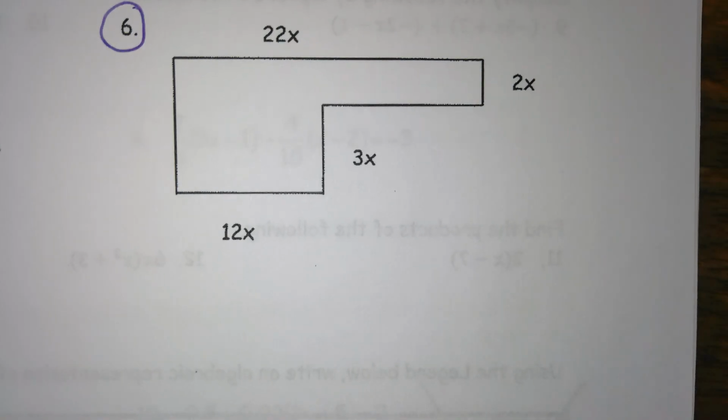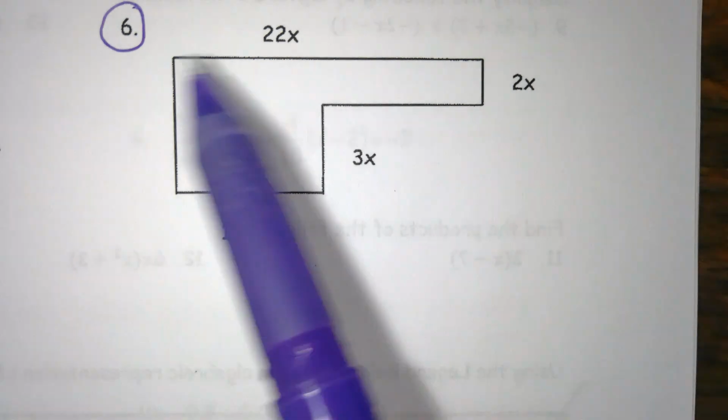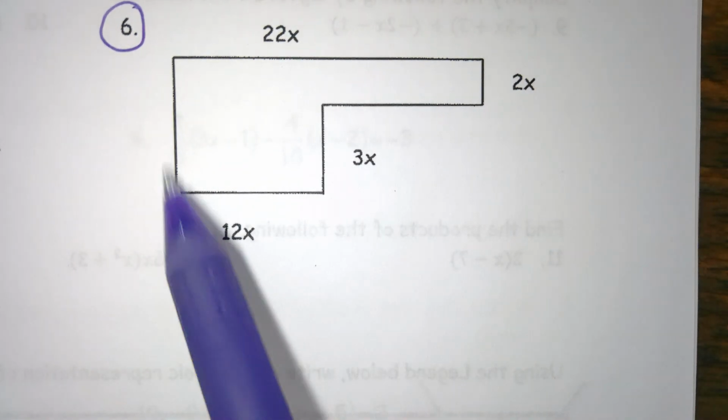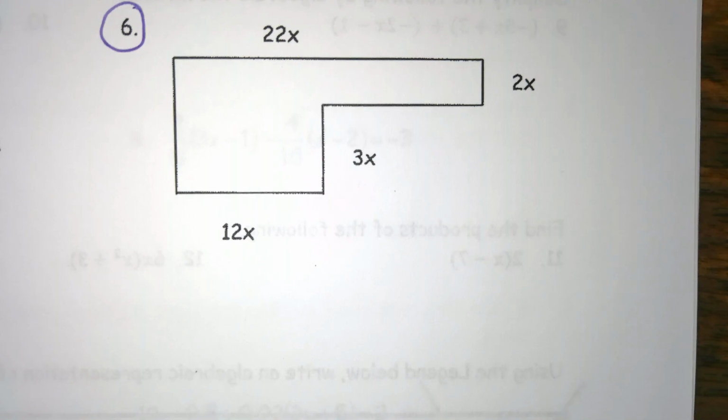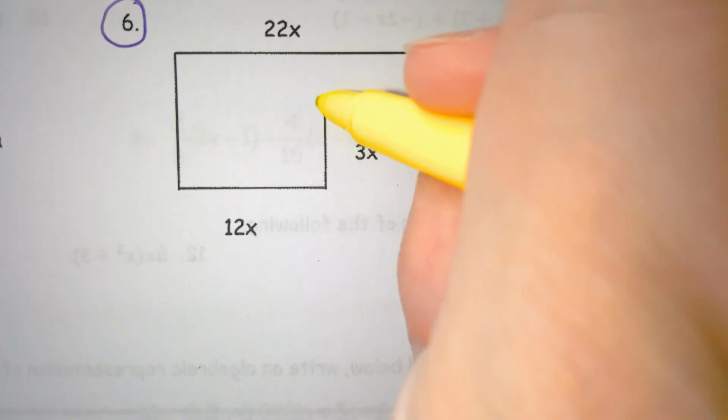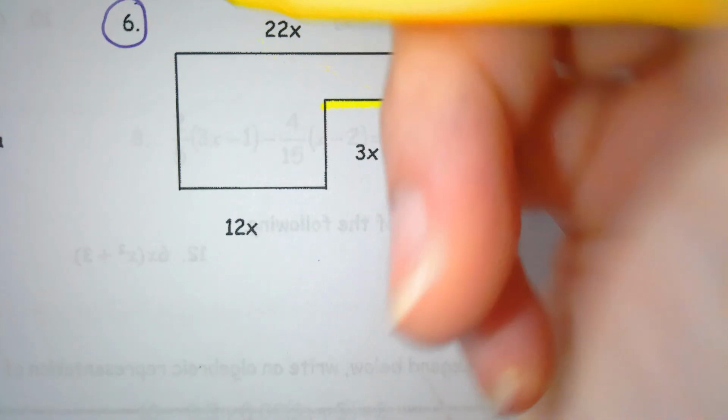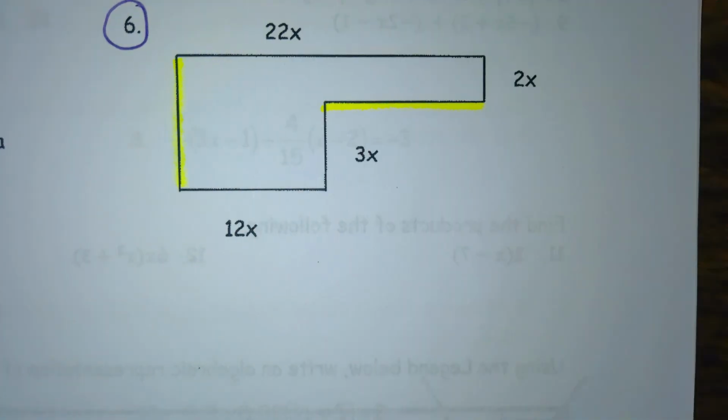Okay, so how do I find perimeter of any shape? Sydney: add all the sides on the outside. Excellent. So in this shape right here, how many sides do I have? 6 sides. How many numbers do I see? 4. That means I have to figure out how long this is and how long this is for perimeter.